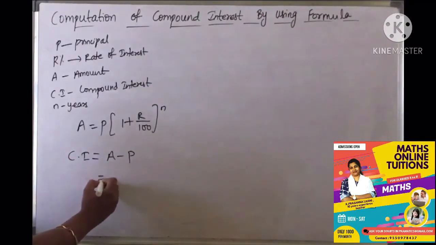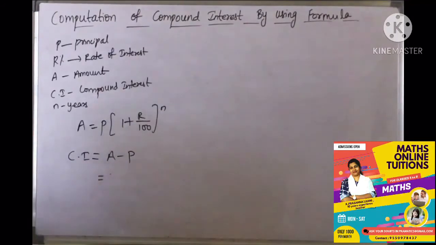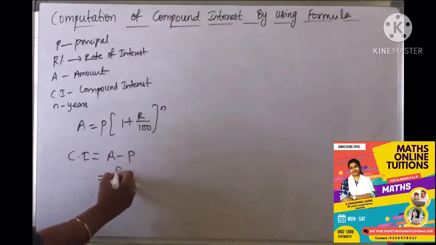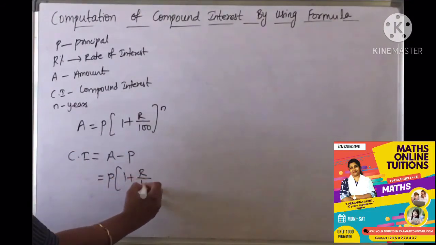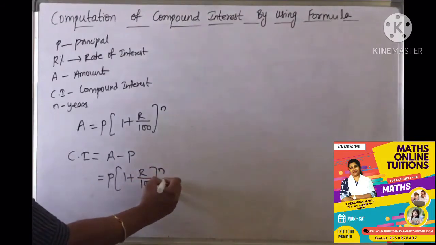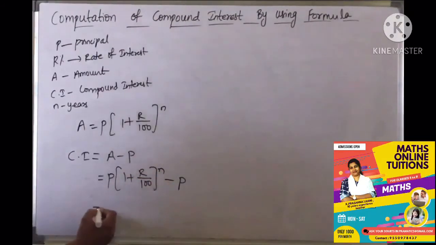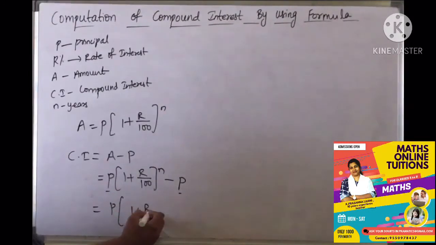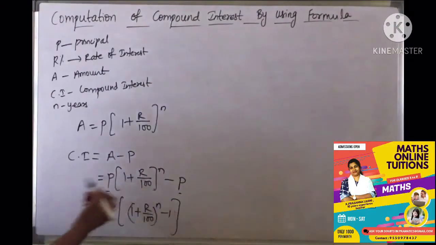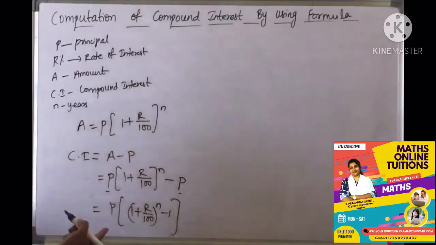Or you can use it like this also. A is nothing but P into (1 plus R by 100) whole to the power of n, minus P. When I take P common from both, you will get P into [(1 plus R by 100) whole power of n minus 1]. This formula you can use for the compound interest.